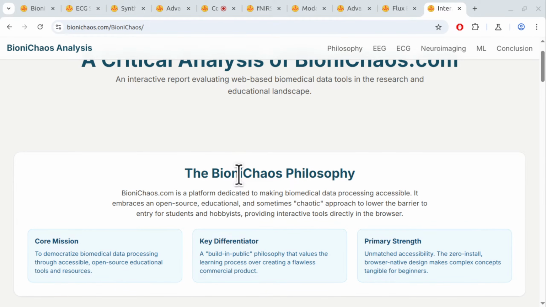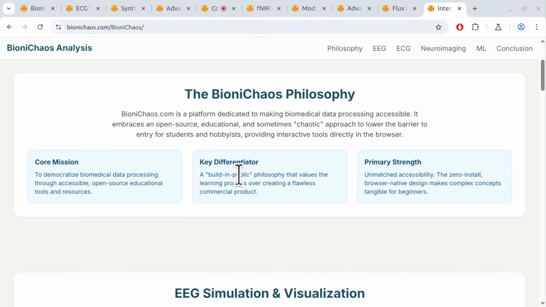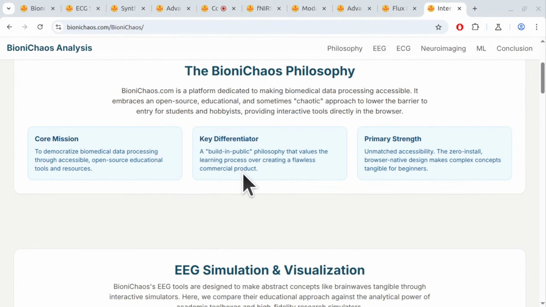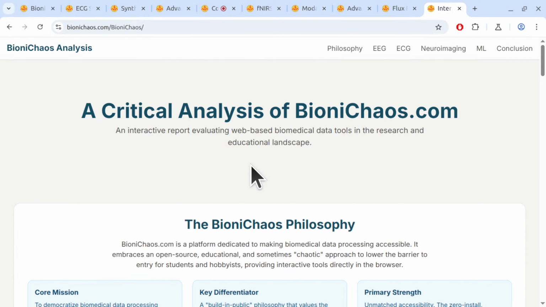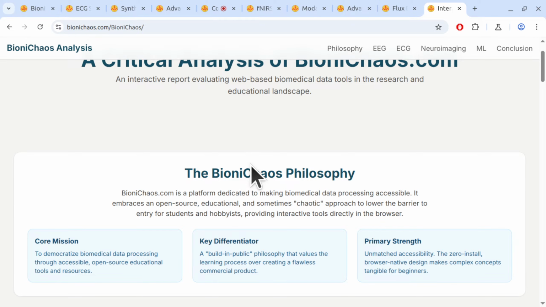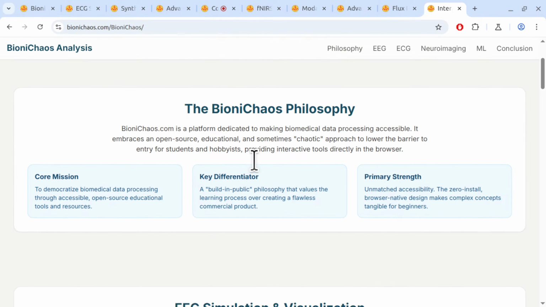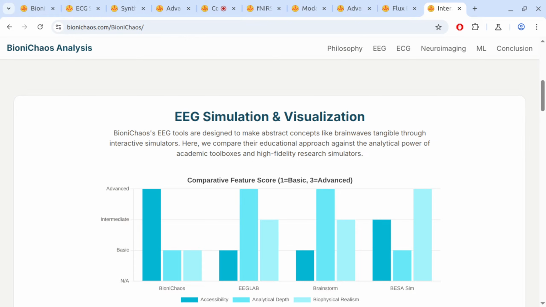It goes on to say that biochaos.com is structured like a digital realm, emphasizing the foundational intuition behind these complex fields. It mentions that the tools are presented as demonstrations rather than medical devices, highlighting their educational purpose. The review also suggests that it's not a replacement for professional medical equipment, but rather a starting point for learning.